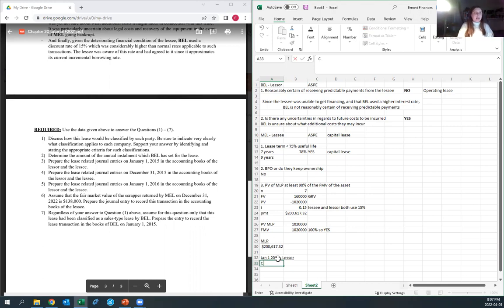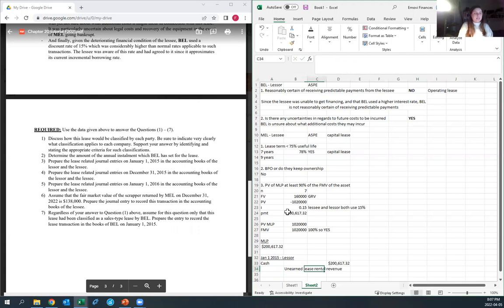So they're going to receive cash, the 200,000, and they're going to record an unearned lease rental revenue of the same amount because the payment was done at the beginning of the year.